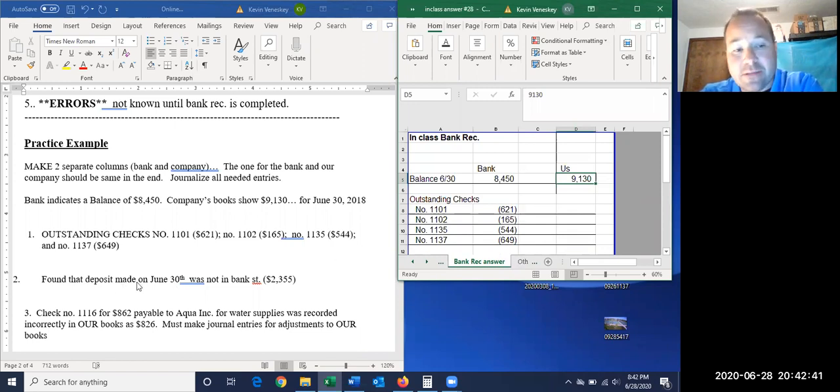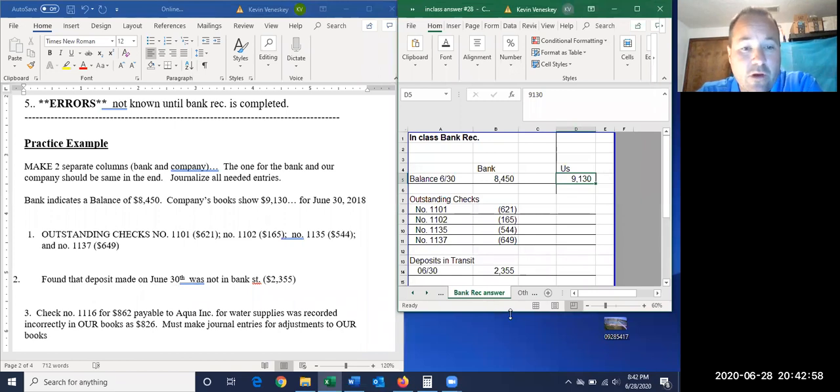And then just the opposite, we made a deposit late on June 30th that the bank is not showing on the bank statement. So because we know it happened and it's on our cash, we need to pretend that the bank knows about it. So we call that a deposit in transit. Again, it's affecting the bank side, pretending that the bank knows about it. So those are the only 2 main things that you're going to find that we need to adjust on the bank side. Everything else is going to be over here on our side.